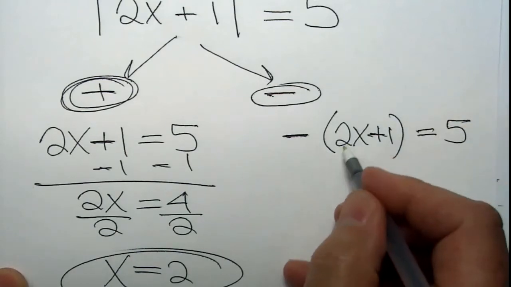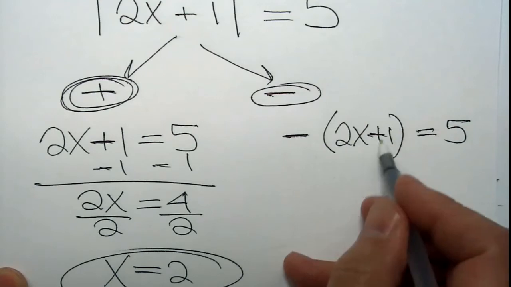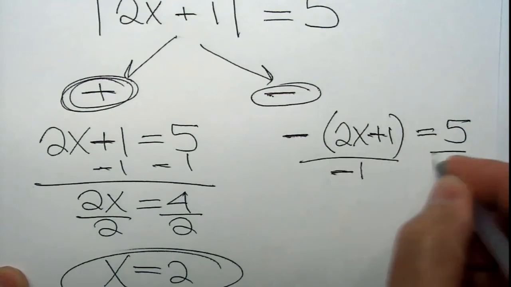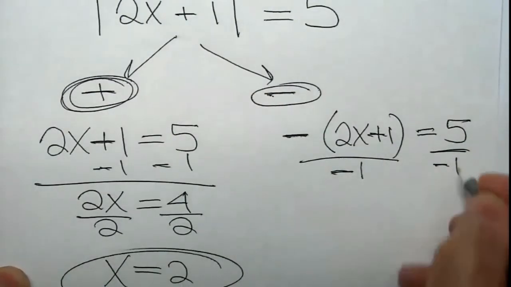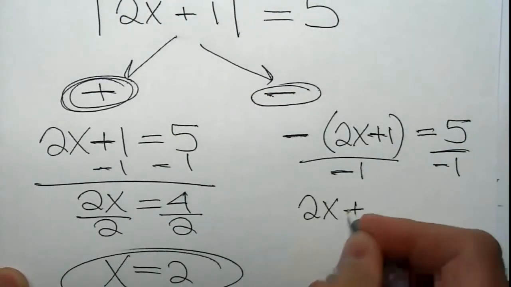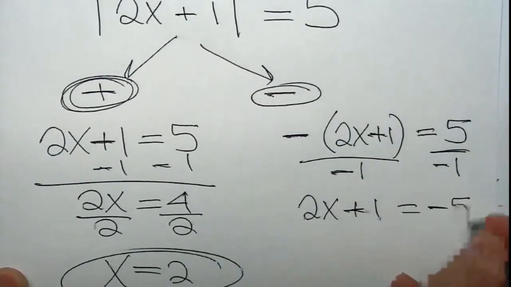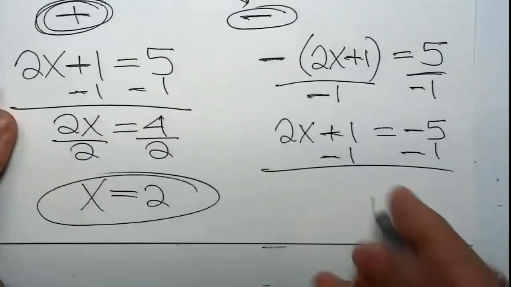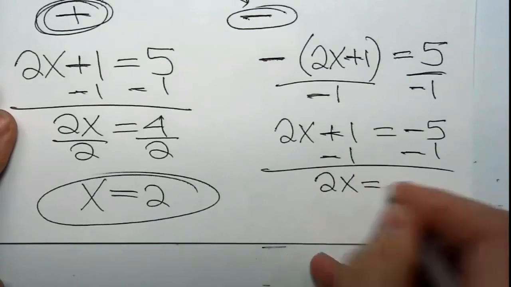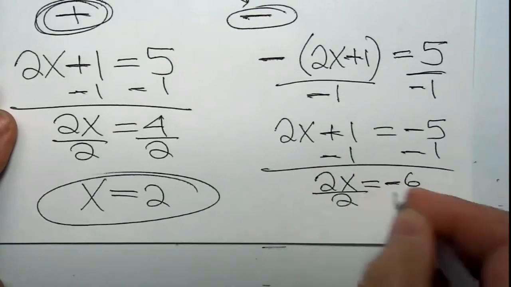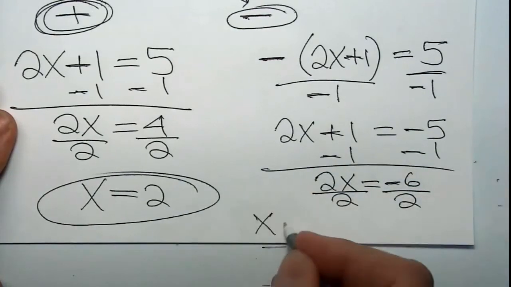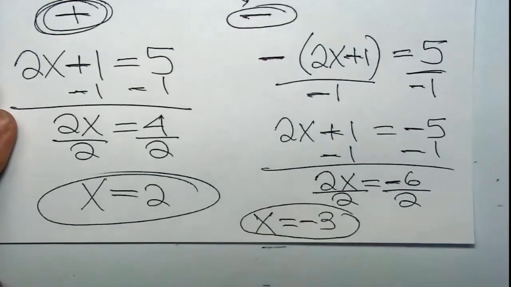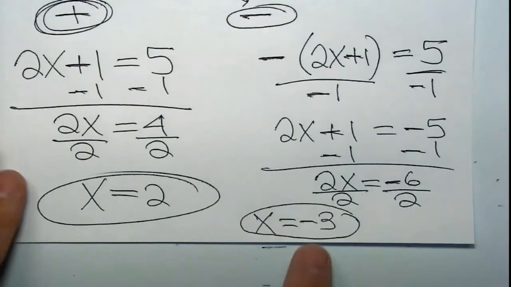Now, you can do one of two things. You can distribute the negative sign through both of these, or probably a better way is get rid of it right away by dividing both sides by negative 1. It makes it a lot cleaner if you do that. And solve the resulting equation. So we've got 2x is equal to minus 6, divide by 2, and here is my second solution, one that is not quite as obvious as the first one. Let's check that one out.